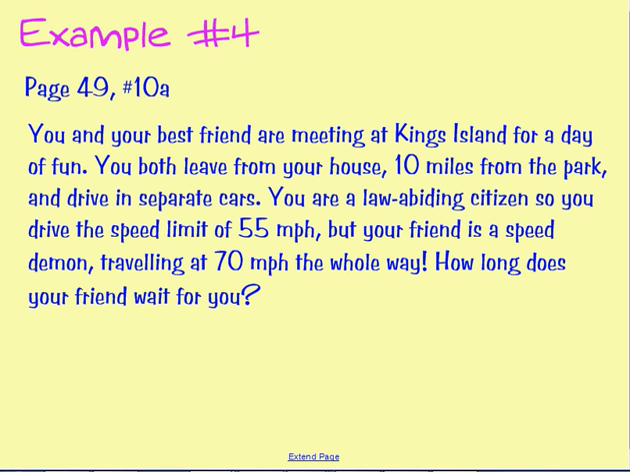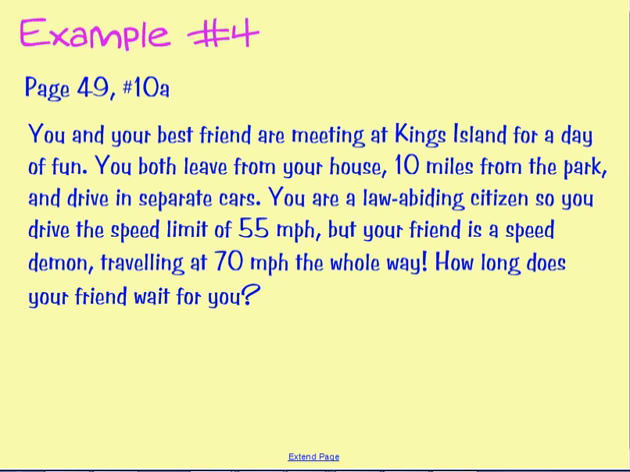It says you and your best friend are meeting at Kings Island for a day of fun. You both leave from your house 10 miles from the park. You drive in separate cars. You're a law-abiding citizen, so you drive the speed limit of 55 miles per hour, but your friend is a speed demon traveling at 70 miles per hour the whole way. How long does your friend wait for you?